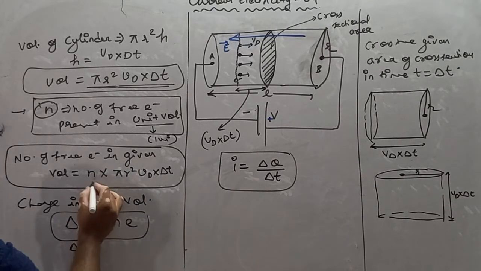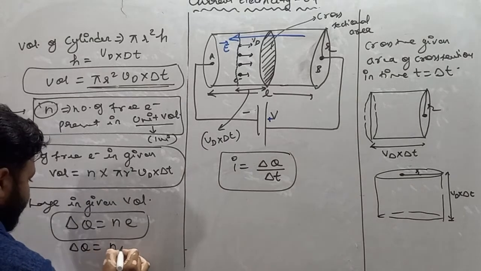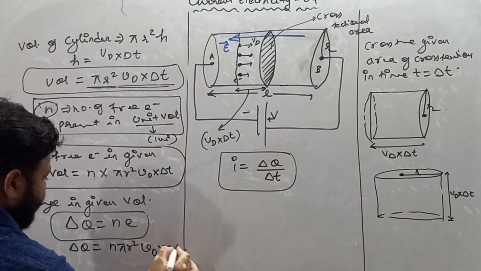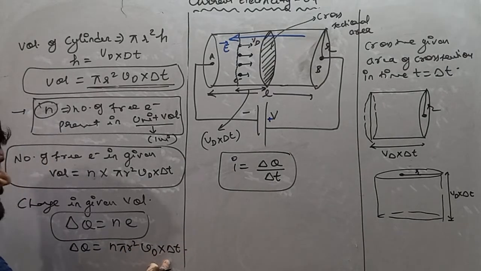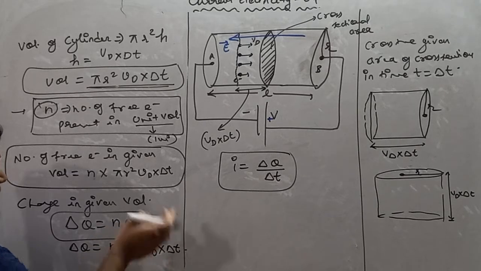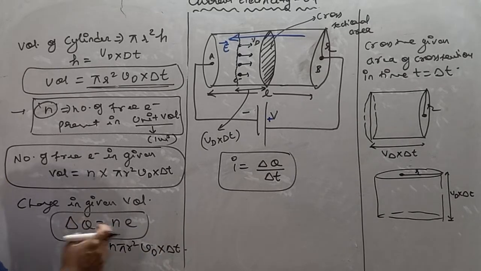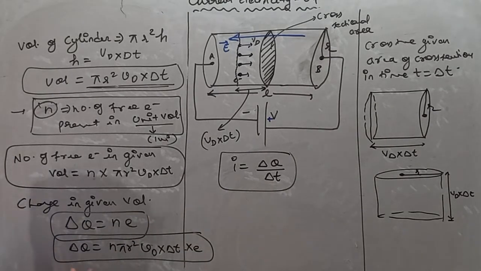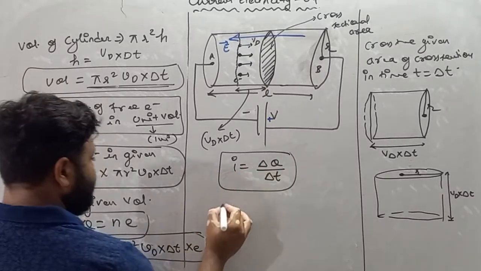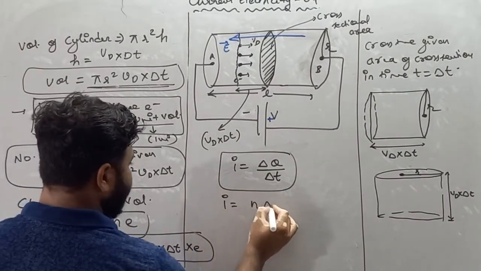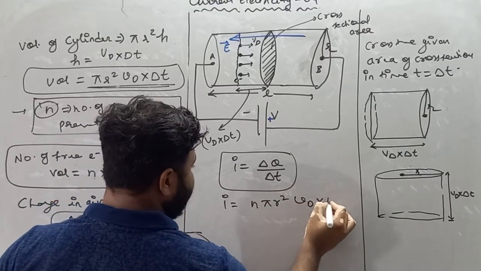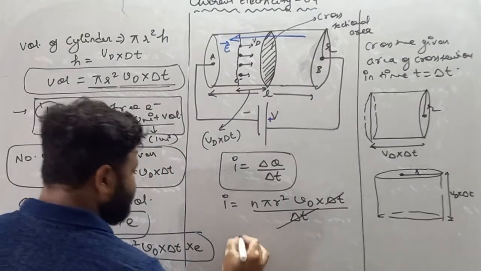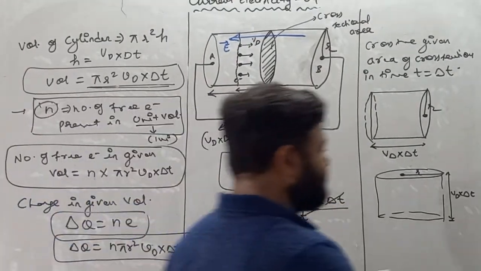So delta q is equal to n pi r square Vd into delta t. This is the number of electrons, and for converting the number of electrons into charge, we have to multiply it with e. e is nothing but the value of charge. So this becomes charge. Put the value in this equation. So I is equal to n pi r square Vd into delta t divided by delta t. Delta t gets cancelled.